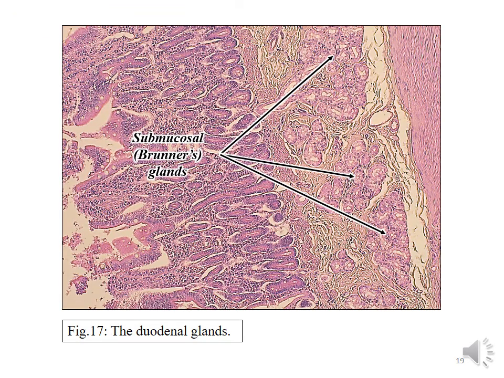Here is another image of the duodenum. Here we have the mucosa, and this is the submucosa. Notice the several glands that are found here. All these are submucosal Brunner glands.